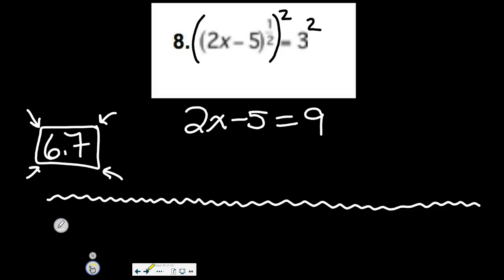I'm going to stop this. Distance learners, just take a picture and send it to me.